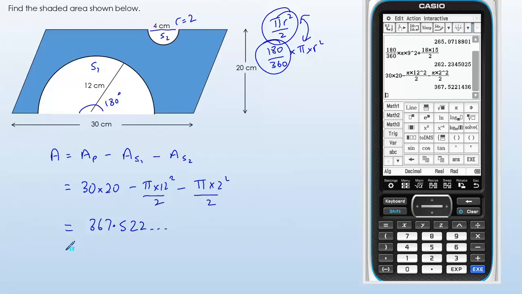376.522, and if we give it to 2 decimal places that's 376 point, this is a 2 so the 2 doesn't round, 52. They're all in centimeters, so it will be centimeters squared, correct to 2 decimal places.